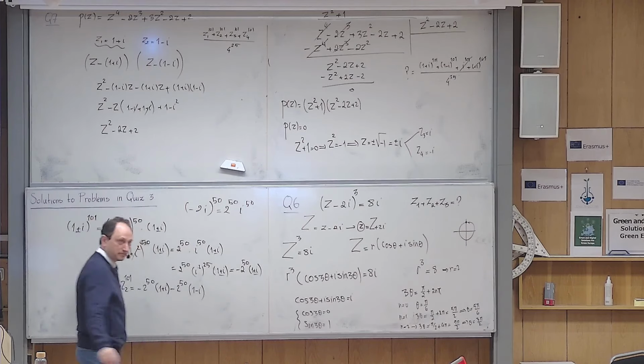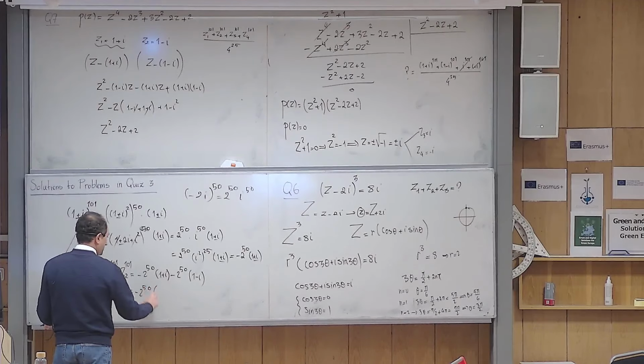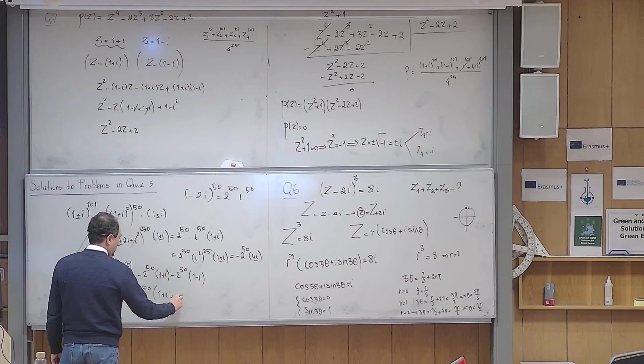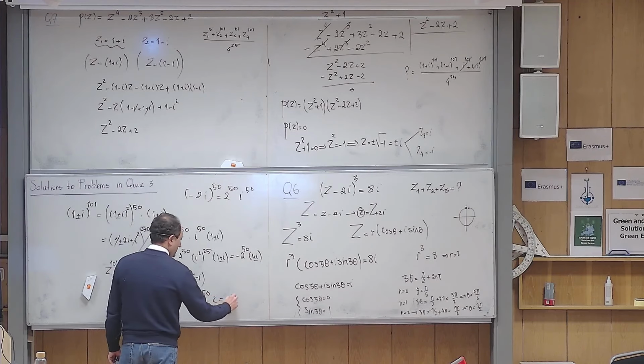Oh yeah. Yes, yes. So this becomes what? I take a minus 2 to the power 50 out, it becomes 1 plus i plus 1 minus i. Then it becomes 2. So it becomes minus 2 to power 50 times 2, which is minus 2 to the power of 50.